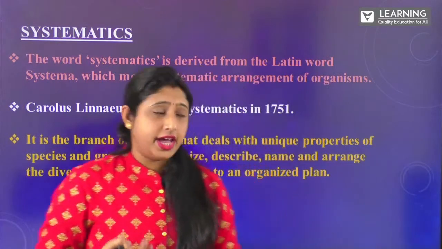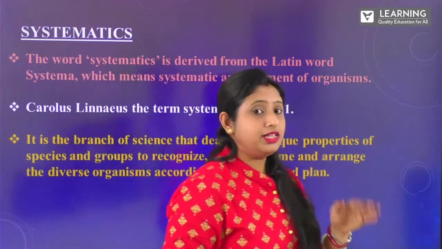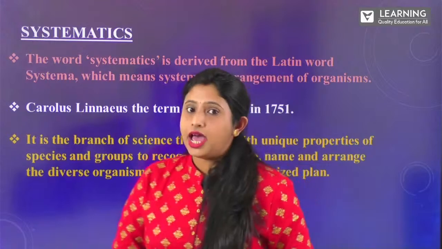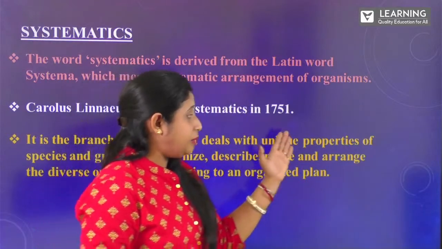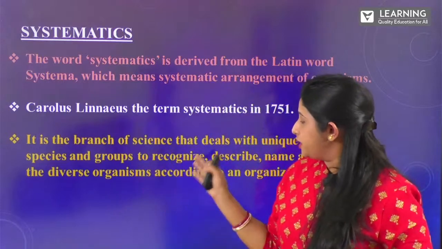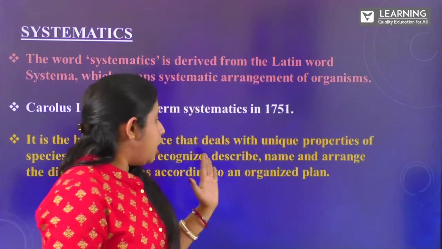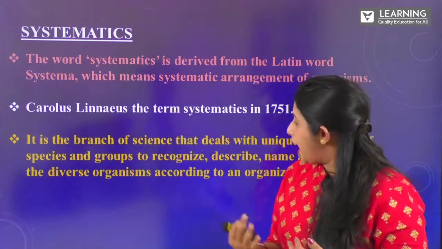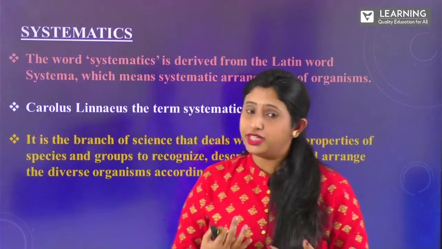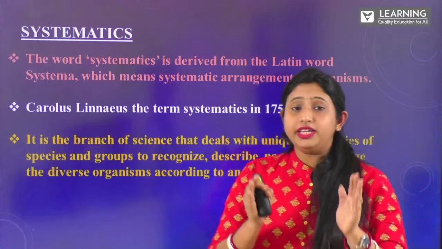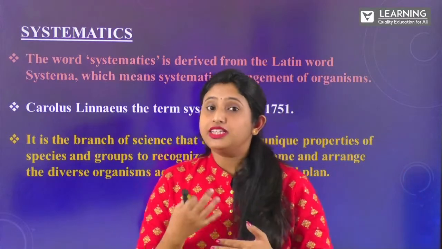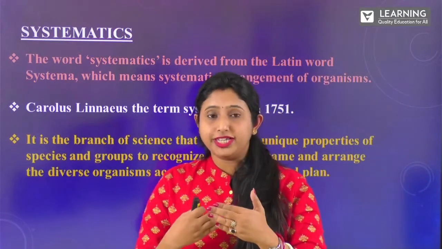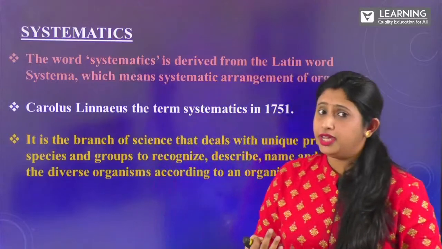Next definition, you can write that it is the branch of science that deals with the unique properties of species and groups to recognize and also to describe, name and arrange the diverse organisms according to an organized plan. So we can name the living organisms, we can categorize them, and also we can recognize them with the help of this. And we can arrange them accordingly in a proper and organized plan. So this is your systematics. Under the systematics, identification, nomenclature, your binomial nomenclature, everything comes.